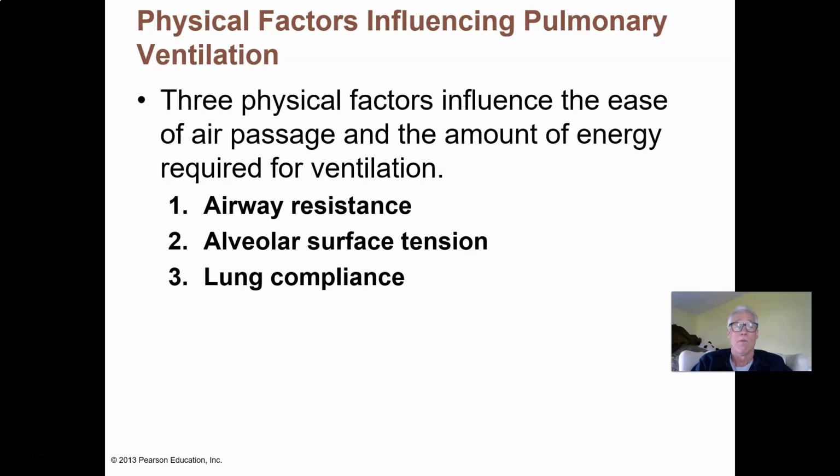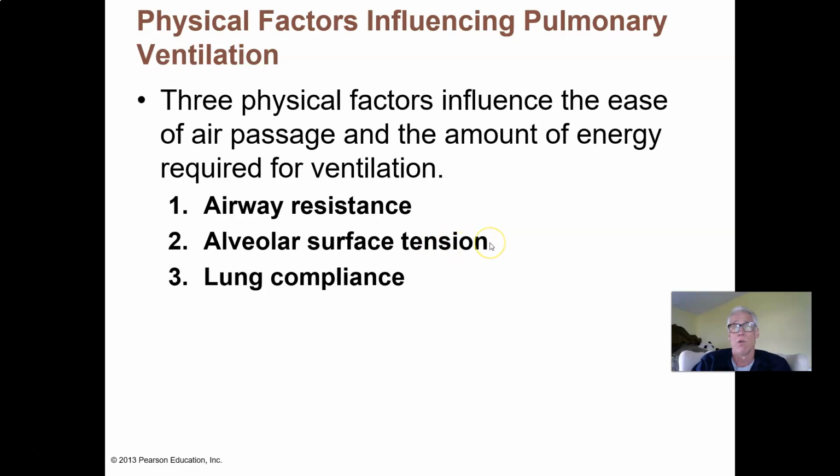There are three variables that we want to mention and describe briefly that affect the ability to move that air in and out of the lungs. How well can we ventilate the lungs? One is the resistance to flow of air in those pipes. We saw that there's an inverse relationship between diameter of blood vessels and resistance to flow, and the same holds true for the airways. The more narrow the airways, the greater the resistance to airflow.